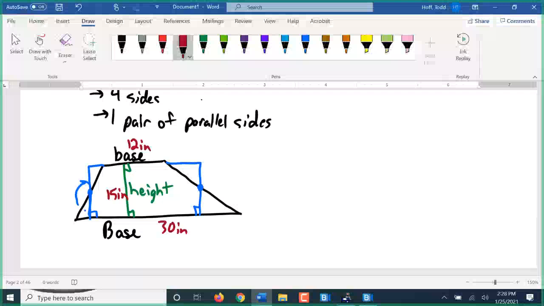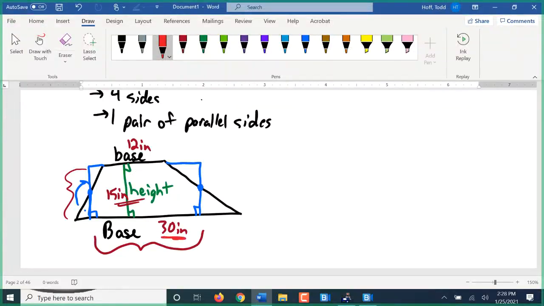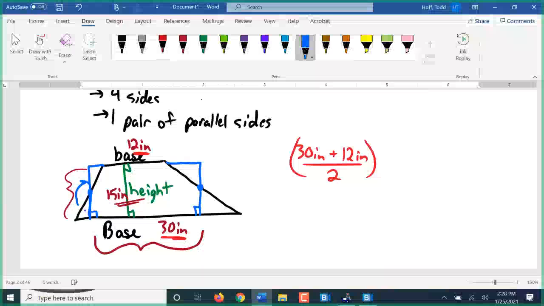Now the height of that rectangle is still just the 15 inches of height. The length of the rectangle is somewhere between the two bases, smaller than 30 inches, bigger than 12 inches. Actually, it's the average of them. I take the 30 inches plus the 12 inches, then divide by 2. It is the average of the bases.